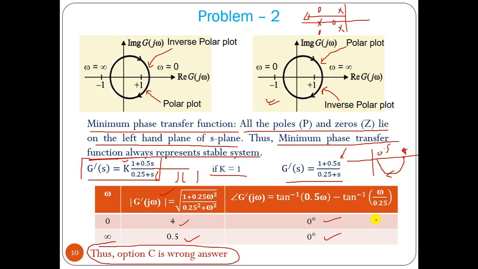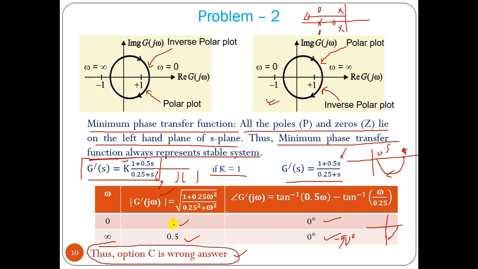This angle will be another 90 degree. If we include another pole, it will be minus 90 degree, this angle minus 90 degree. So this plot becomes 0 to minus 90 degree, some value. If another 0 to 180 degree, so it will be something like that. So option C is again a wrong answer. We cannot get this kind of plot.